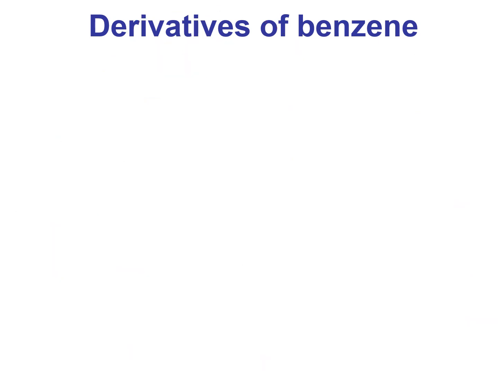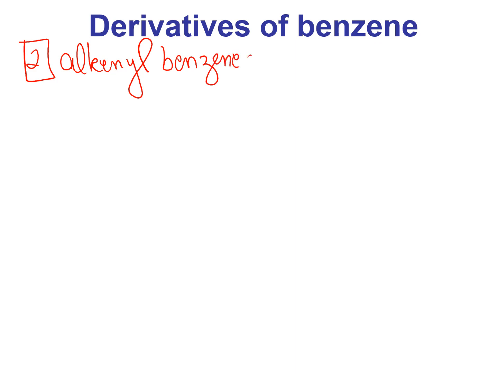Let's take a look at the second derivative, which is the alkenyl, which means that we will have a double bond in the side chain. This is my target compound. If you refer to the common names of the benzene derivatives, you will know that this is known as styrene.